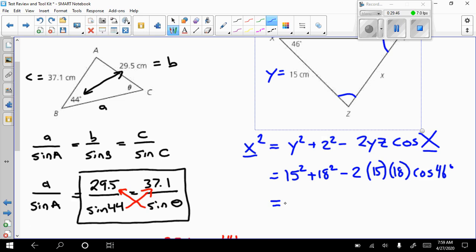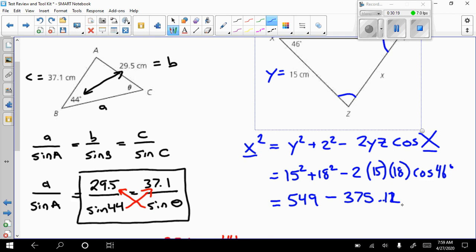15 squared plus 18 squared equals, and so here I get 549. Try that out. Minus, and then I'm going to do that next part. 2 times 15 times 18 times cos of 46 equals, I get 375.11 there, okay. Sorry, 0.115, so I'll go 0.12.